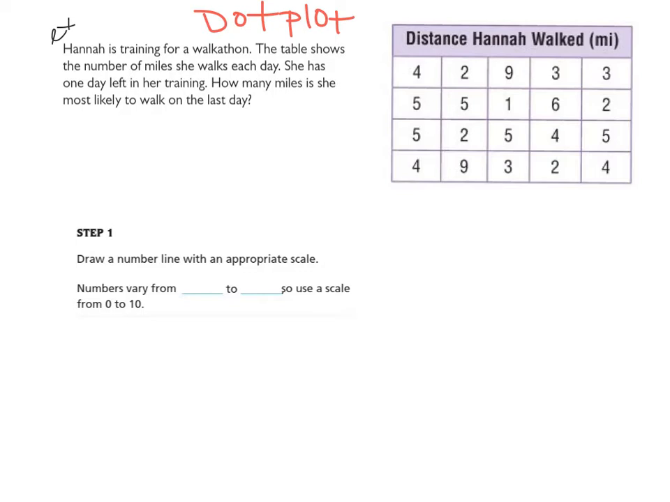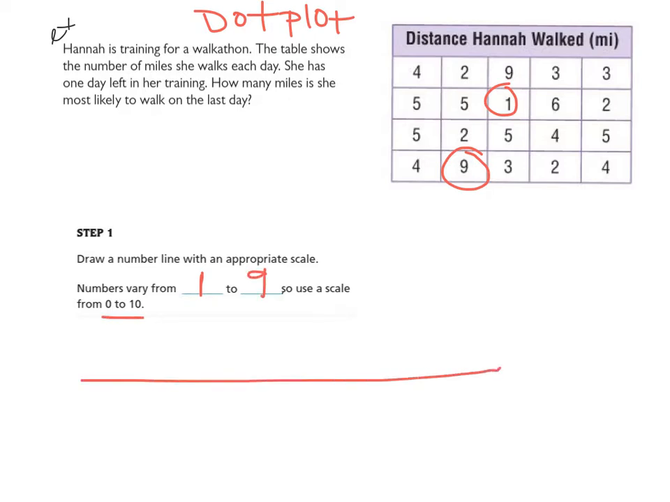Our step 1 is to draw a number line with an appropriate scale. So what's the lowest number of miles that she walked? Take a look. Hopefully you see this 1 right here. She walked 1 mile, that's the lowest one. And the highest I see is 9. So I'm going to use a scale from 0 to 10.